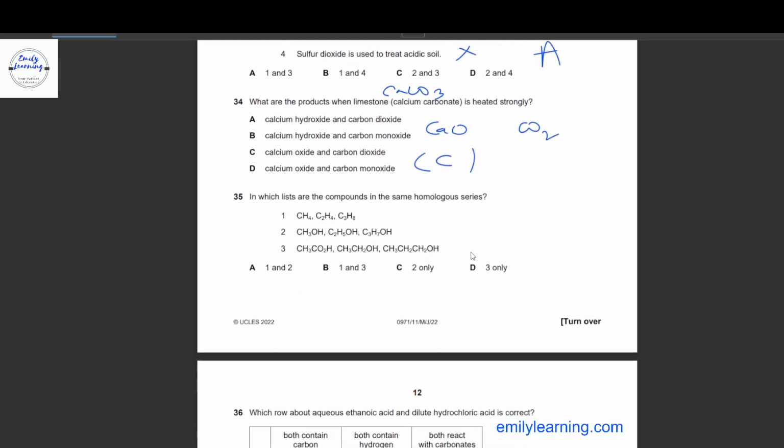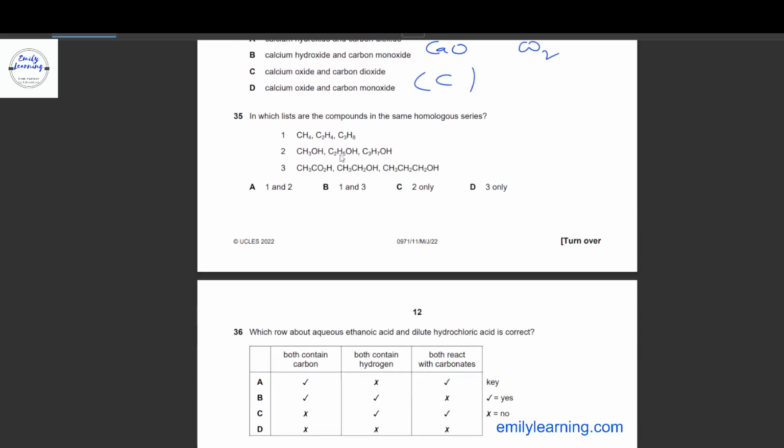Alright, moving on to 35, in which list are the compounds in the same homologous series? So if they are in the same homologous series, they differ by a CH2 group. They have the same functional group. Okay, so we know that CH4 is an alkane. C2H4, if you look at this, will have one more carbon than CH4, right? So are they in the same homologous series? No, because if you want to have two carbon, it should be C2H6. C2H4 is an alkene.